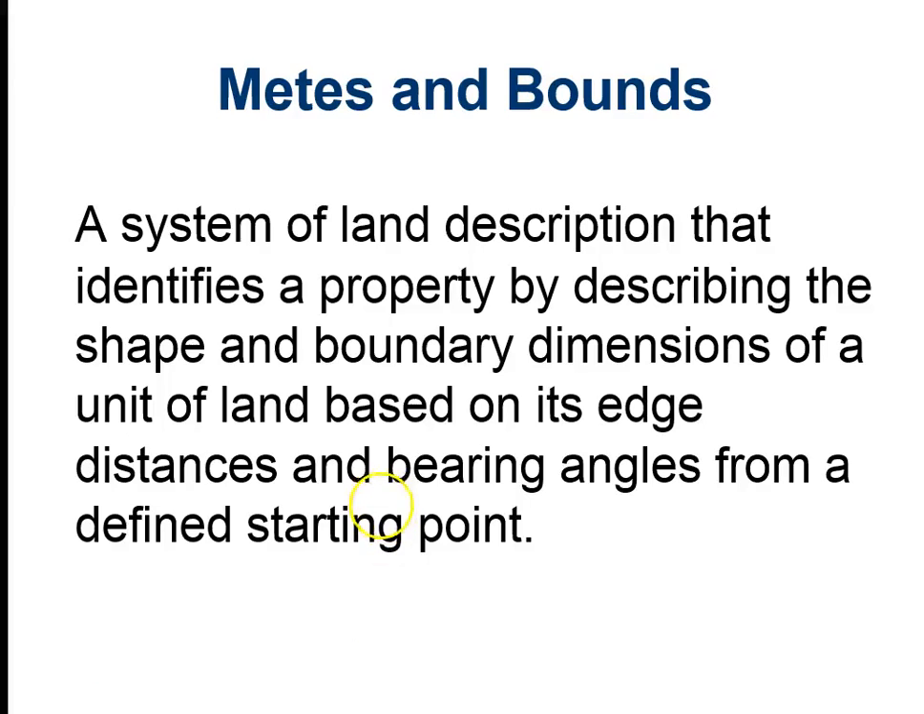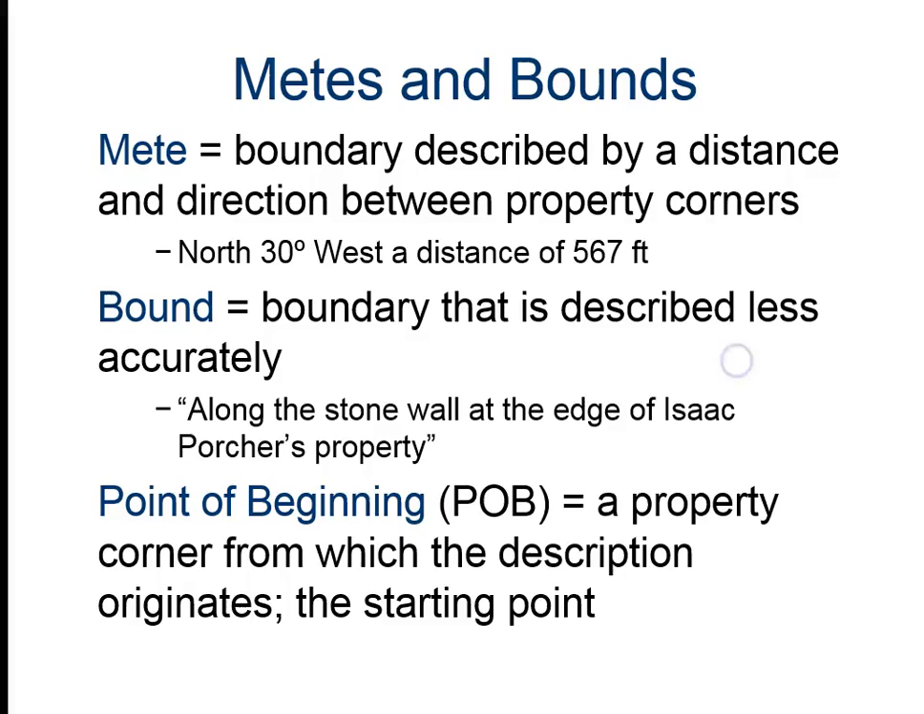Metes and bounds identifies a property by describing the shape and boundary dimensions of the unit. You're going to have to show that you can do this on your knowledge check when you finish this, so you should take notes. We're going to use a similar thing that we've used in Principles of Engineering and probably in a couple of others, talking about bearings. I know we talked about this in pre-cal also this year.